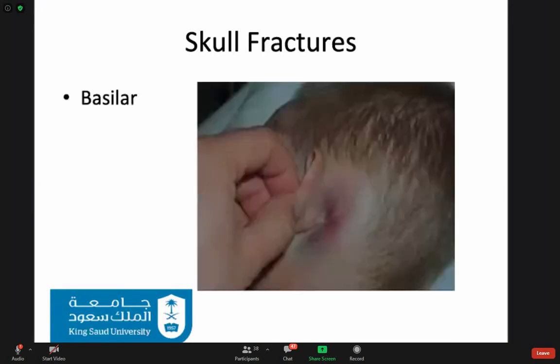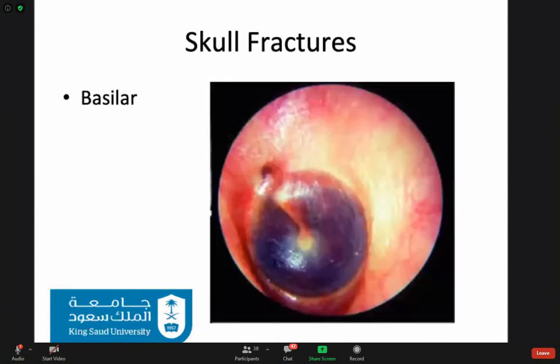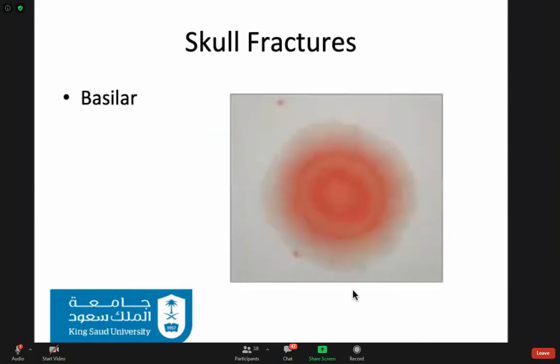Basilar skull fractures are very concerning. We've talked about the signs of basilar skull fractures before, but we'll go over them really quickly. Battle sign, which is this one, and then hemotympanum, which is this one. And then we have CSF otorrhea or CSF rhinorrhea, so CSF coming through the nose or ears.